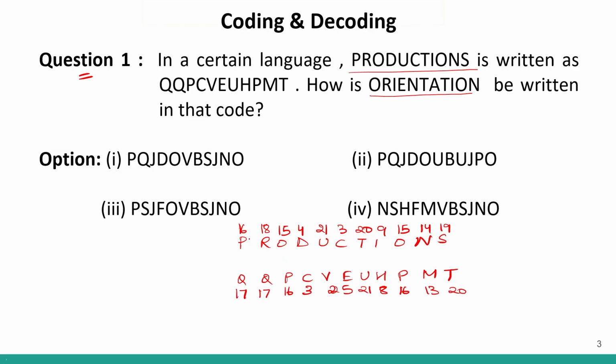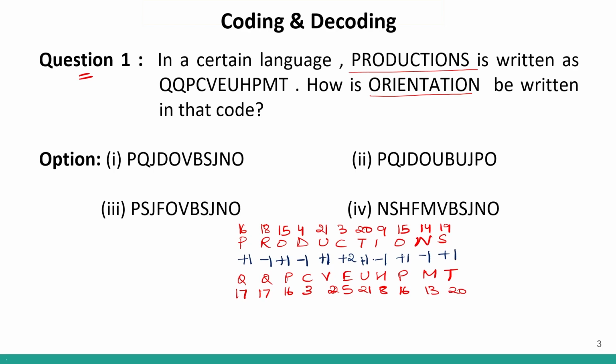Now let us look at these alphabets. From 16 to 17 is plus 1. Correct? From 18 to 17 is minus 1. From 15 to 16 again plus 1. From 4 to 3 minus 1. From 21 to 22 plus 1. From 3 to 5 is plus 2. From 20 to 21, sorry, plus 1. From 9 to 8 is minus 1. From 15 to 16 is plus 1. From 14 to 13 is minus 1. And from 19 to 20 is plus 1.